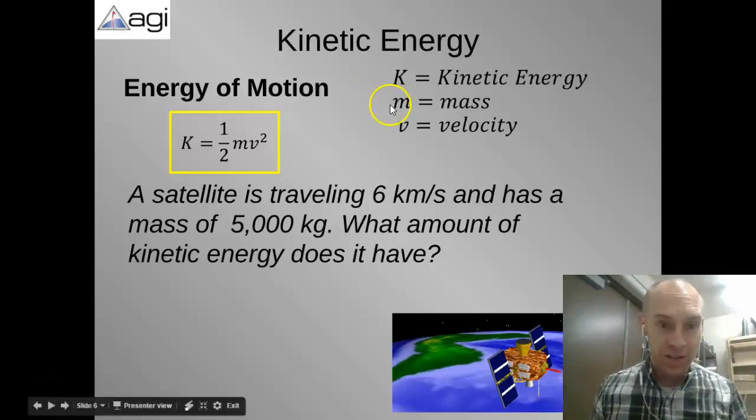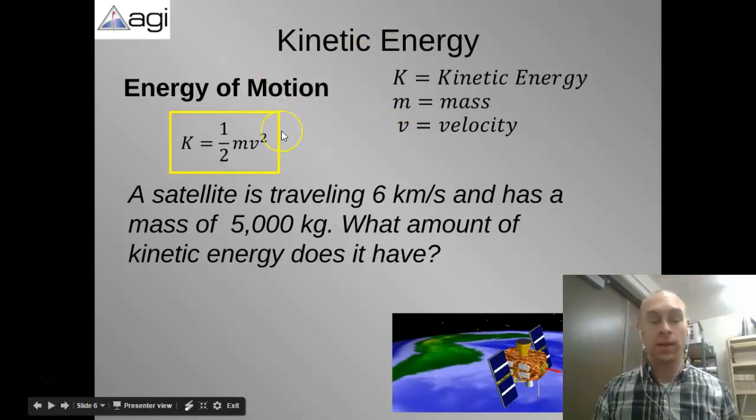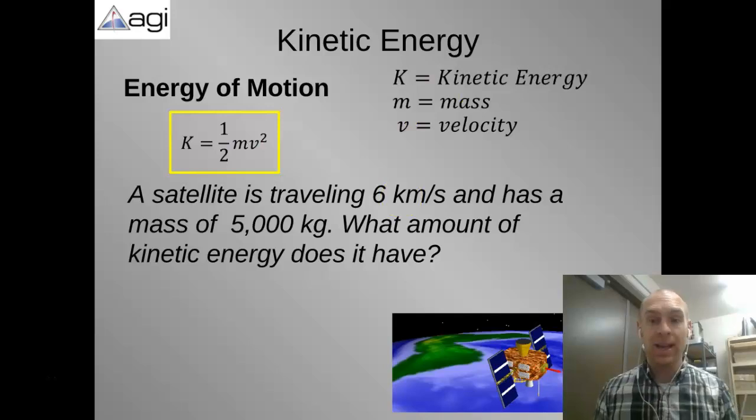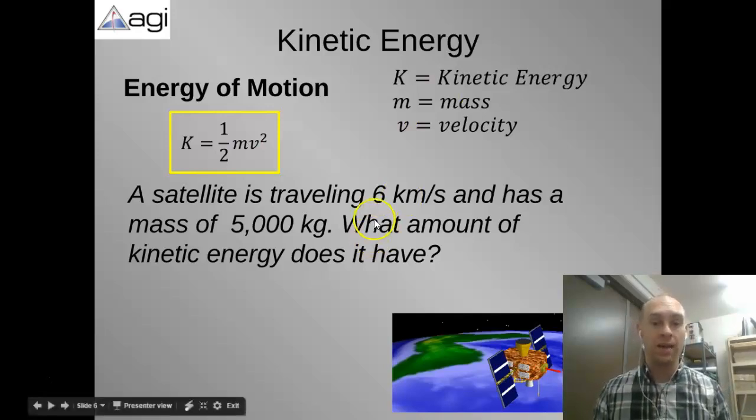Kinetic energy is energy of motion, 1/2 mv squared, and that is very similar to the equation that you've seen in physics class, where m is mass, v is velocity. So if you have a satellite traveling 6 kilometers per second and has a mass of 5,000 kilograms, what amount of kinetic energy does it have?